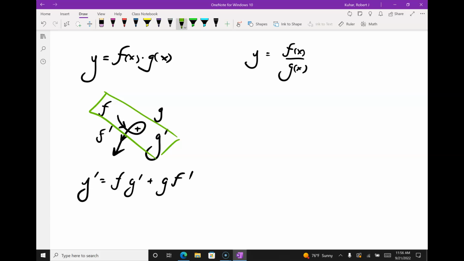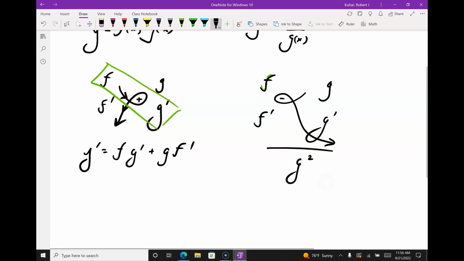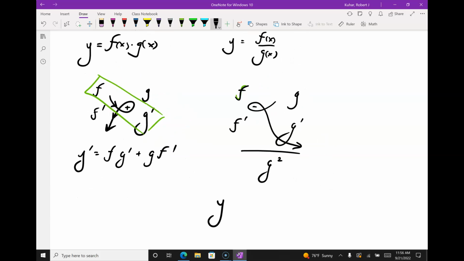My quotient rule works out the same way. I want to think of f prime, g prime, but I'm going to use a q and a negative and divide by g squared. So it turns out my quotient rule for y prime is g f prime minus f g prime all over g squared.